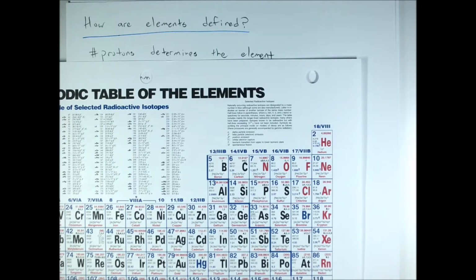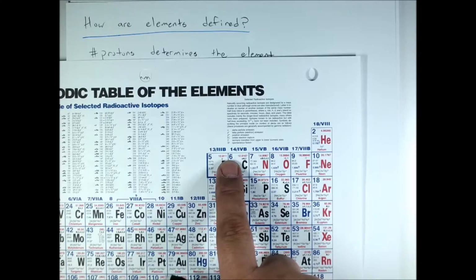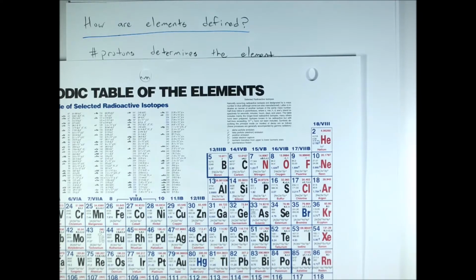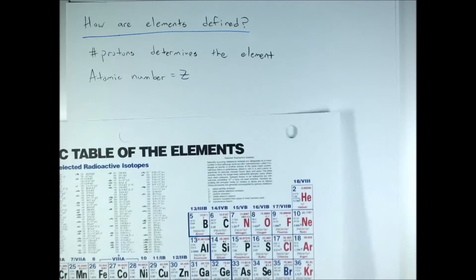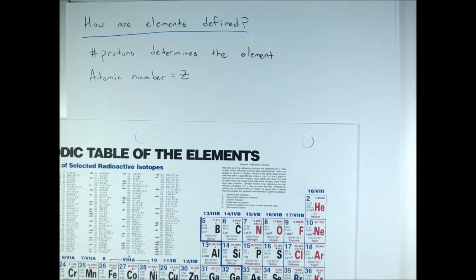So for example, if I had a cluster of atoms and they all had 6 protons in the core, they are all carbon. If there's one oddball in the group that has 7, that is not carbon, what is it? It's nitrogen in that case. So it doesn't matter what else is going on, the number of protons, that's how we define what element it is.